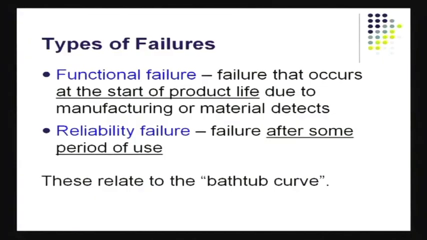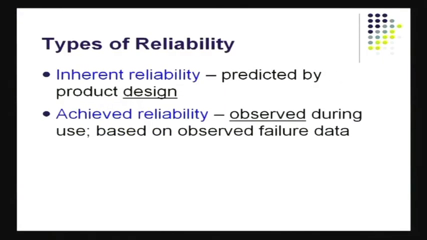That means the product is not reliable. This again is shown by that bathtub curve, and there is something called inherent reliability. Inherent reliability can be predicted by looking at the design of the product. There are some approaches by which you can predict the inherent reliability of the product itself.